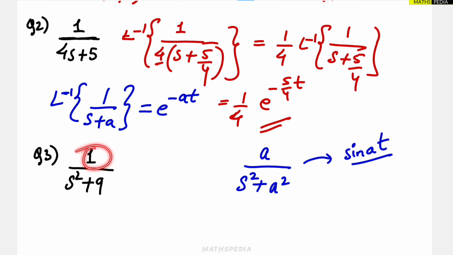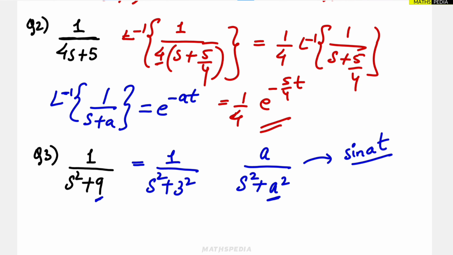Check the numerator: if it is a constant and there is no s term, it is sin at. If an s term is there in the numerator, it is cos at. So that's why I have taken sin at, a simple way. Now it is a by s square plus a square. What is a here? This can be converted into a square form, and rewritten as 1 divided by s square plus 3 square.